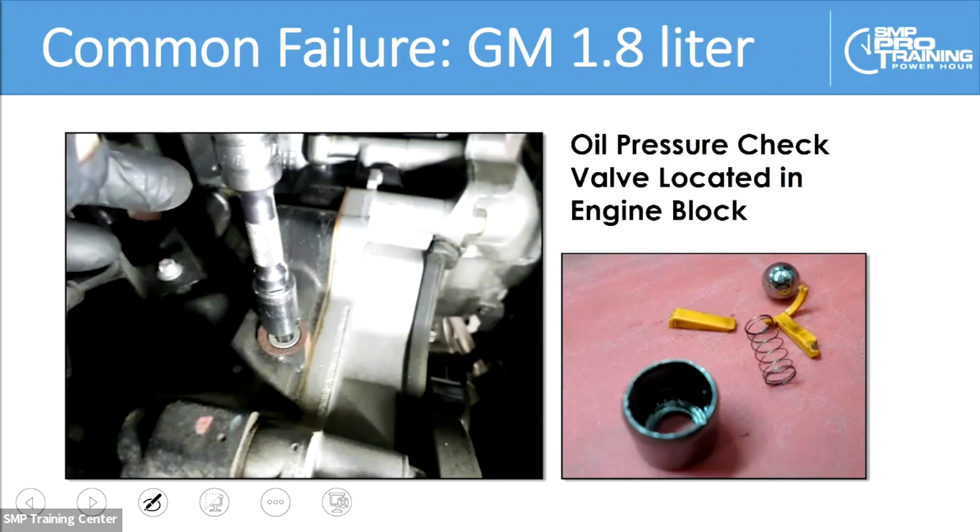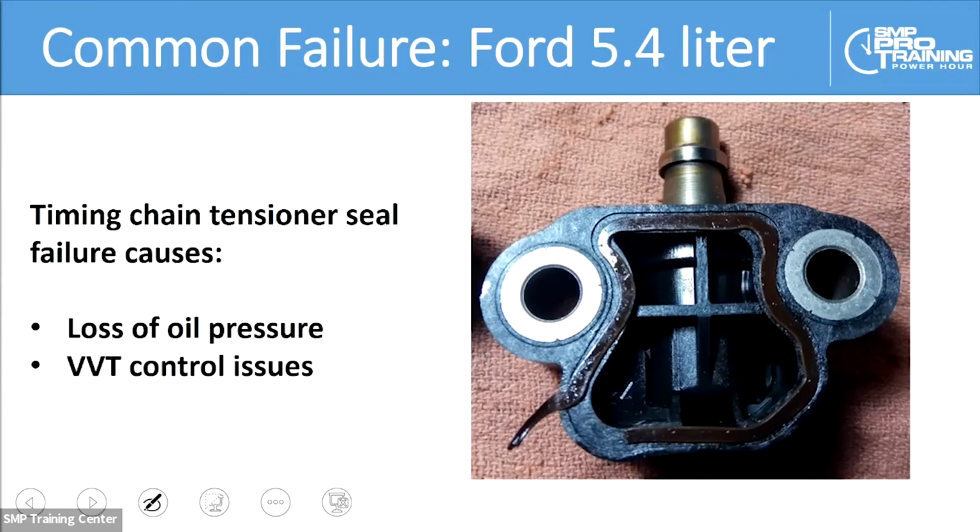If we have a failed check valve, it will cause oil pressure issues and therefore cause control issues with variable valve timing. Here's a common failure on a Ford 5.4 liter, where this seal likes to breach or blow out there on the timing chain tensioner. It causes a loss of oil pressure to the upper portion of the engine where the variable valve timing components are located. In fact, on an engine like this, it is not uncommon to actually see good oil pressure down below, and yet insufficient oil pressure is being fed to the cylinder heads. And so that will cause variable valve timing control issues.